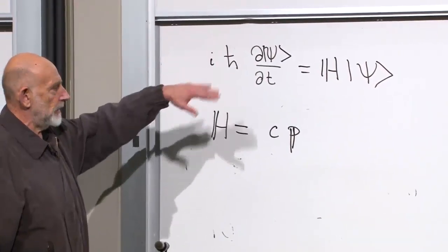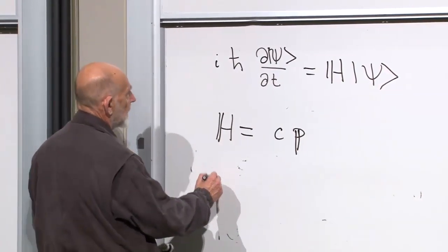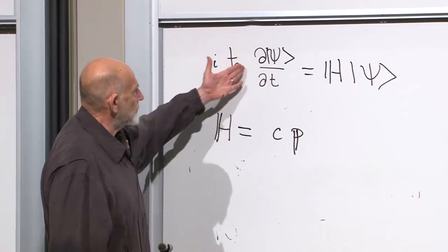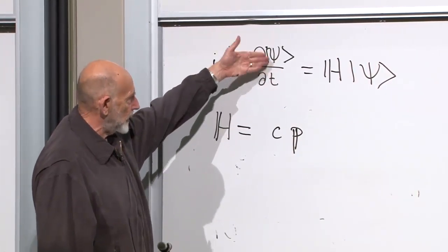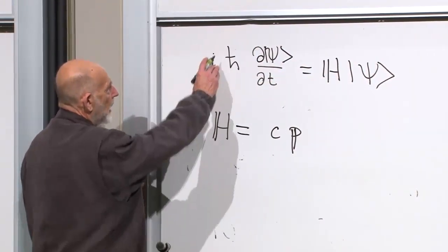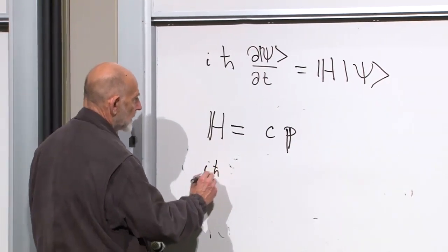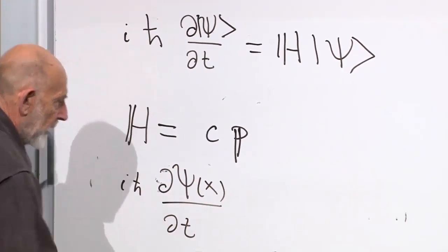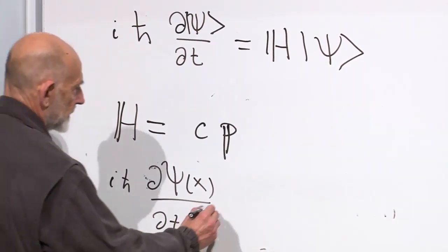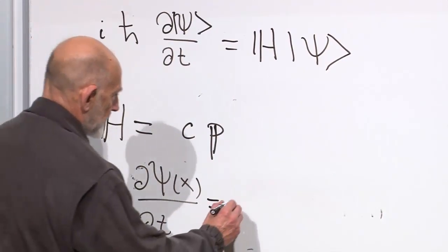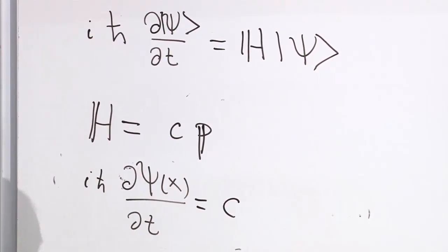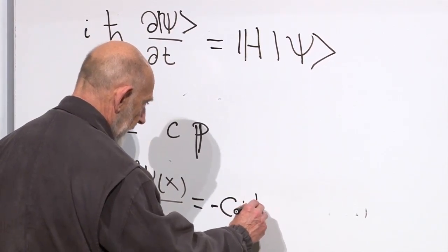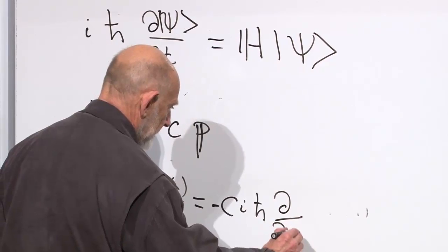Okay, but how is this represented in terms of wave functions? Wave functions psi of x, wave functions in the x basis, not the momentum basis. Wave functions in the x basis are just projections onto the x eigenvectors, and we can do that inside these equations. What this reads then is i h bar d psi of x by dt, the way the wave function changes, is equal, now H is C times P, so let's put the C there, and P is minus i h bar d by dx. So there's a minus, an i, an h bar, and a d by dx, psi of x.